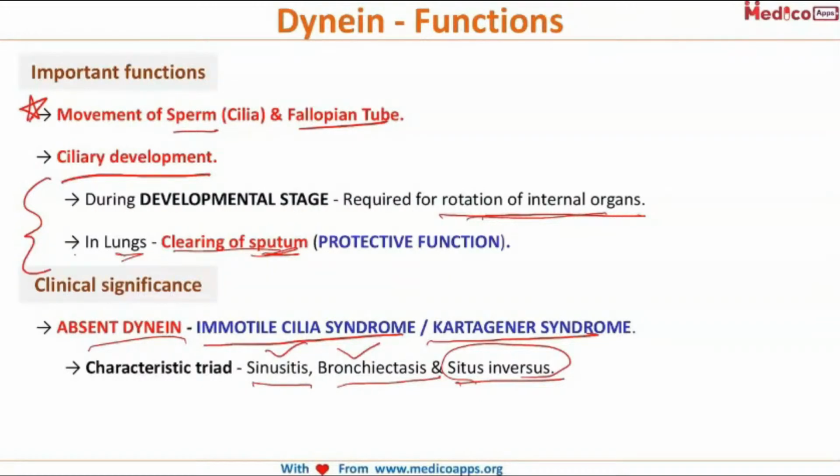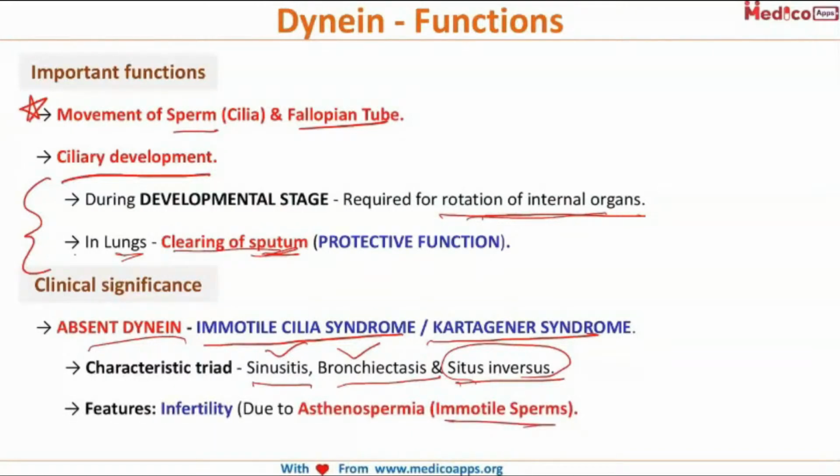An associated feature is infertility because the sperms are also immotile, right? Because of Dynein abnormality, there is a condition called asthenospermia. This is not a part of the triad, but a patient of Kartagener's syndrome is usually infertile, right? So that is the importance of Dynein. Now let's look at microfilaments.